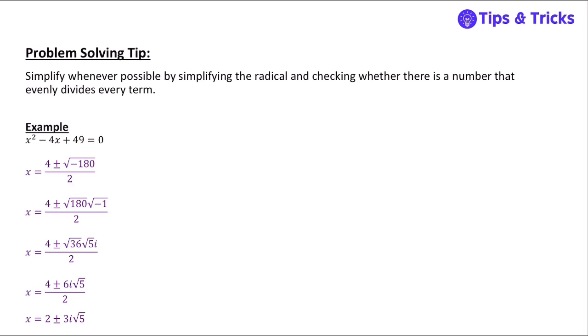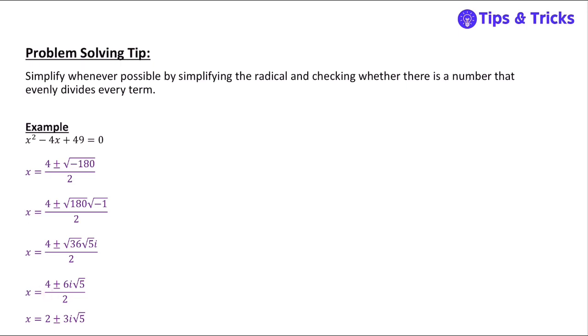Whenever we're dealing with a negative square root, we start off by factoring out that negative 1. The reason we do that is because the square root of negative 1 will turn into i. Whatever's remaining under the square root, we want to think about simplifying that also. So the square root of 180 can turn into the square root of 36 times the square root of 5, which is 6 times the square root of 5.